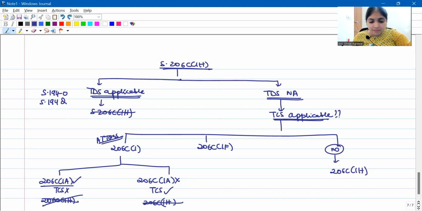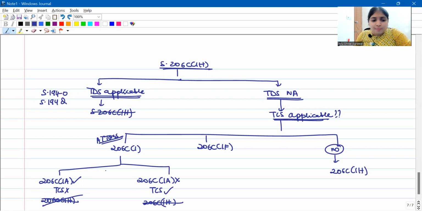Either the buyer may have given a declaration or the buyer may not have given a declaration. If the buyer has given a declaration, remember the declaration. Declaration saying, I am going to use the goods for manufacturing, for processing. I am not going to resell the goods. I'm not going to trade in the goods. If he has given that sort of a declaration, then no TCS at all.